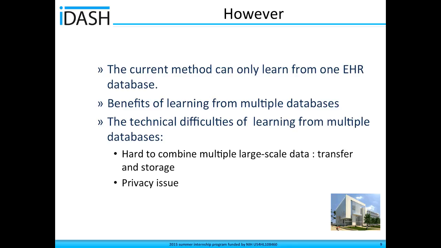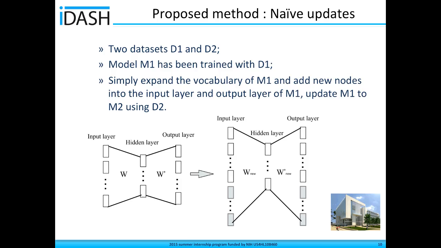The first is that EHR data are very big, large-scale data, and it's hard to transfer and store all the data in 1 single place. Also, the privacy issue is always a big concern. So here we propose three models to solve this problem.